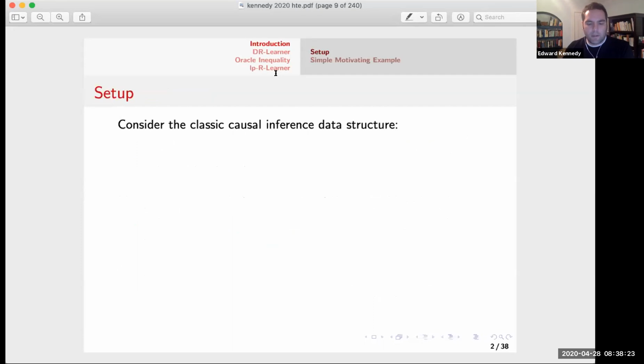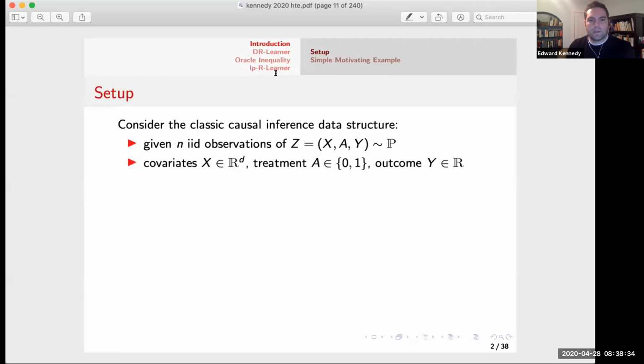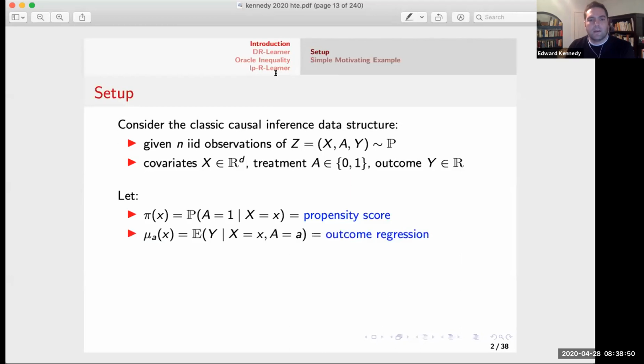So I'll jump right in. The setup here is the classic causal triplet that we see in causal inference. We're going to think about the case where we have iid observations of this triplet of covariates X, which are living in R^d, treatment A, which is binary here, and an outcome Y. There are a few characters in this story that play an important role. One is the propensity score pi. This is just the chance of being treated given covariates. What I'm calling the outcome regression is the expected outcome given covariates and given a particular treatment level. I'll call this mu_a.